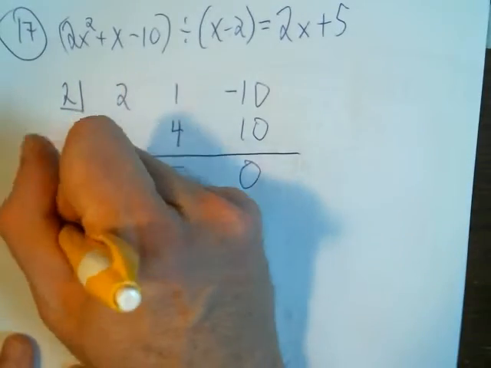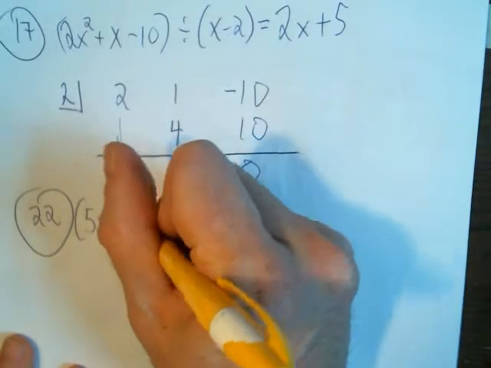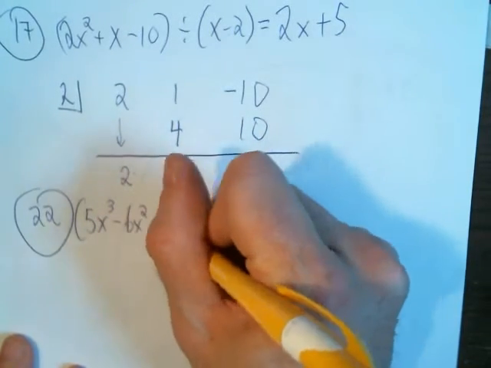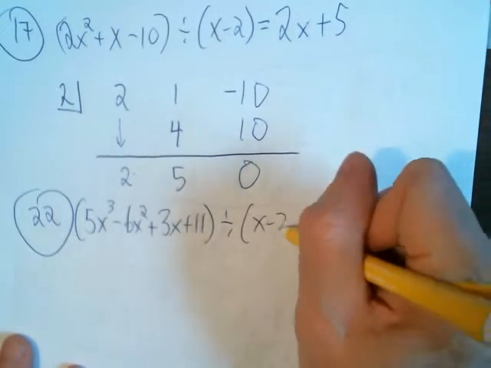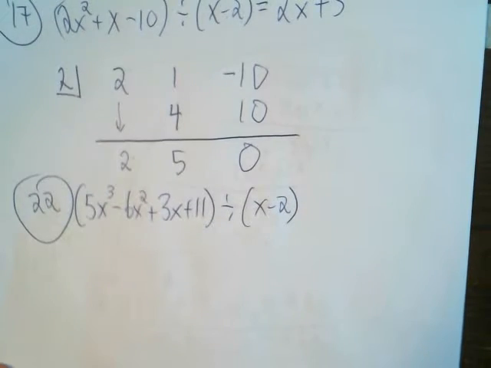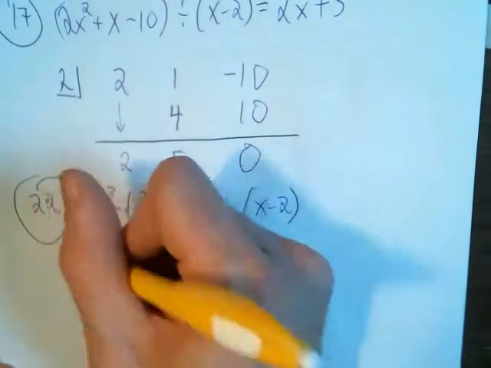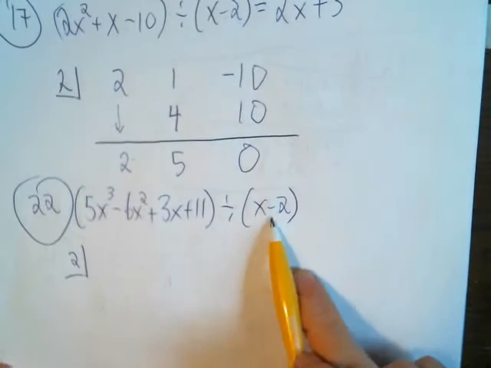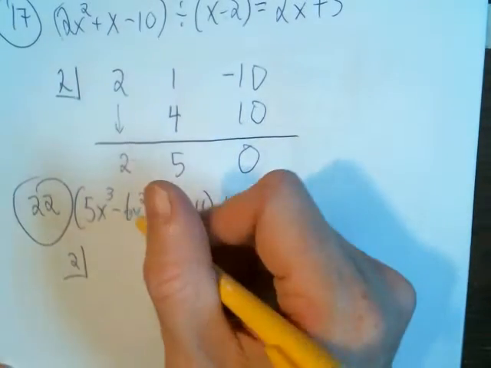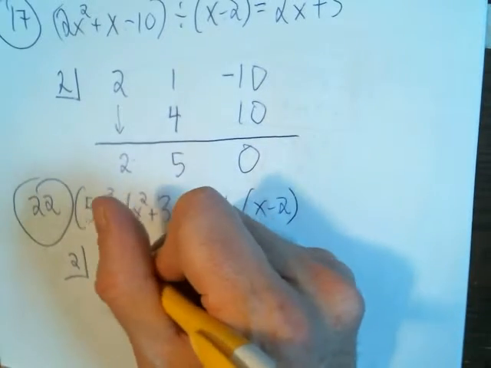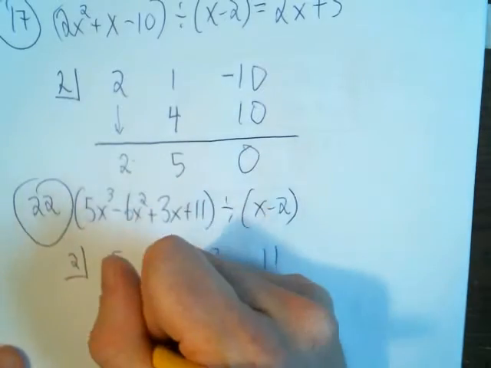Let's look at 22. I have 5x cubed minus 6x squared plus 3x plus 11 divided by x minus 2. Okay, so same deal. This time the c value is 2. If it was x plus 2, you'd put a negative 2 here. Okay. Across this direction, I have 5, negative 6, 3, and 11.